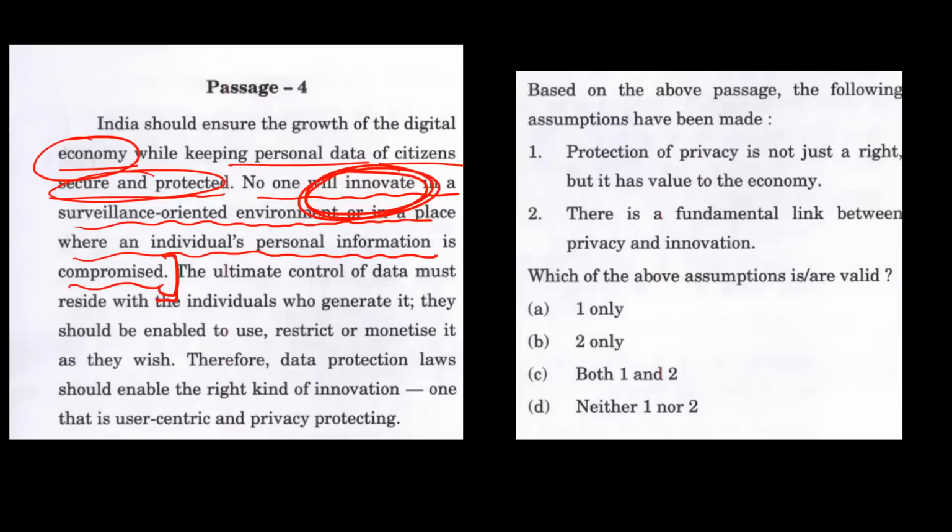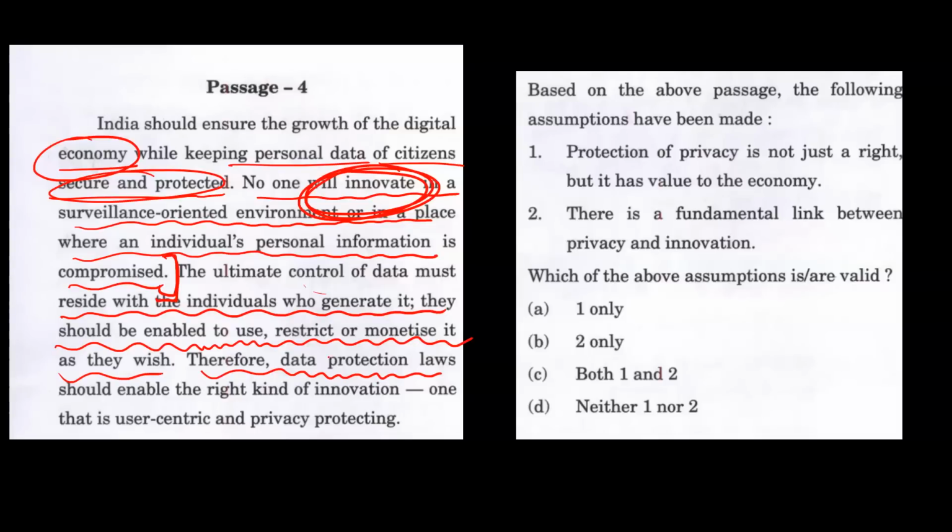Second statement: the ultimate control of data must be with the individuals who generate it, and they should be enabled to use, restrict, and monetize it as they wish. Therefore, data protection laws should enable the right kind of innovation, one that is user-centric and privacy protecting.